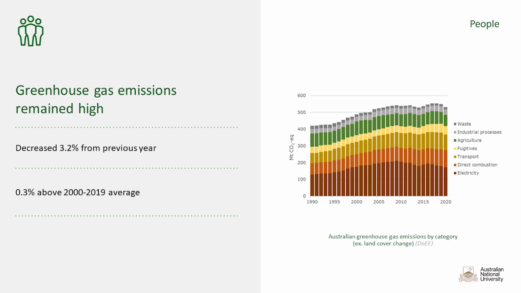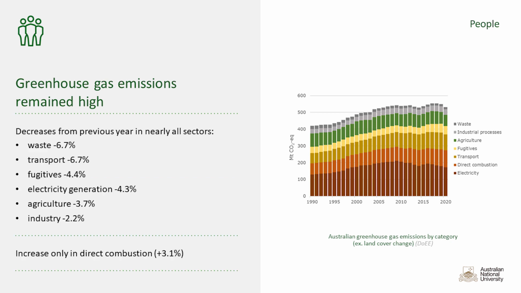Greenhouse gas emissions remain high. They decreased, however, by 3.2% from the previous year. They were 0.3% above the 20-year average. Decreases from the previous year occurred in nearly all sectors: waste, transport, fugitive and electricity generation, and also in agriculture and industry. The only increase was in direct combustion.